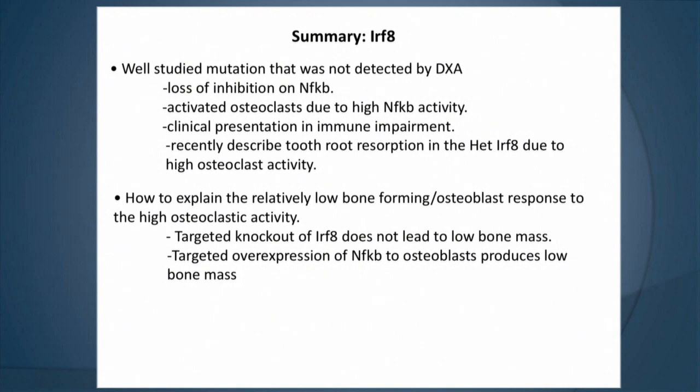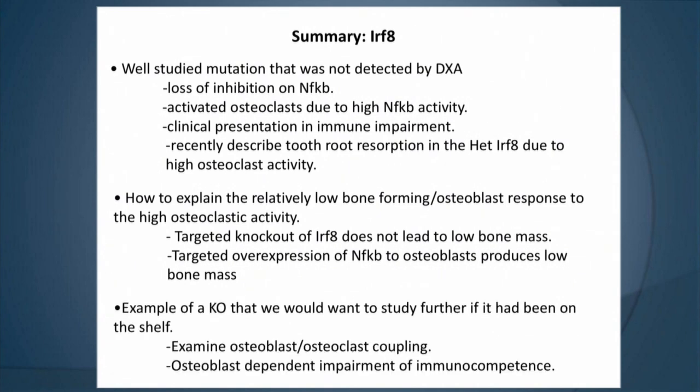So how do we explain this problem of why the osteogenic side was not better? It turned out that there have been some targeted studies of this, where if you knock out IRF8 on the myeloid lineage, then you don't get low bone mass. You have a lot of osteoclastic activity, but you don't get low bone mass, suggesting that in this case the bone cells are responding. And if you overexpress NF-kappa-B in osteoblasts, which might be the case in this, you have a diminution of osteogenic differentiation. And with the diminution of osteogenic differentiation, that has a negative impact on the hematopoietic system, particularly B cells, because of the role that bone plays in supporting hematopoiesis.